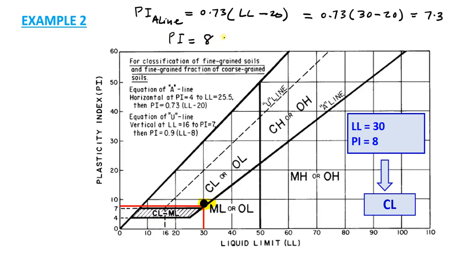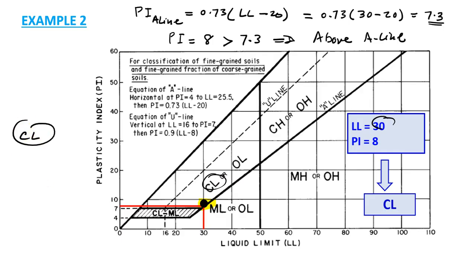Now this time 8 is more than 7.3. You see, on the A line the value is 7.3, but our value from the test result is 8. So it means we are above the A line. Since we are above the A line and the liquid limit is 30, which is less than 50, the soil is going to be CL. So our soil is going to be CL.